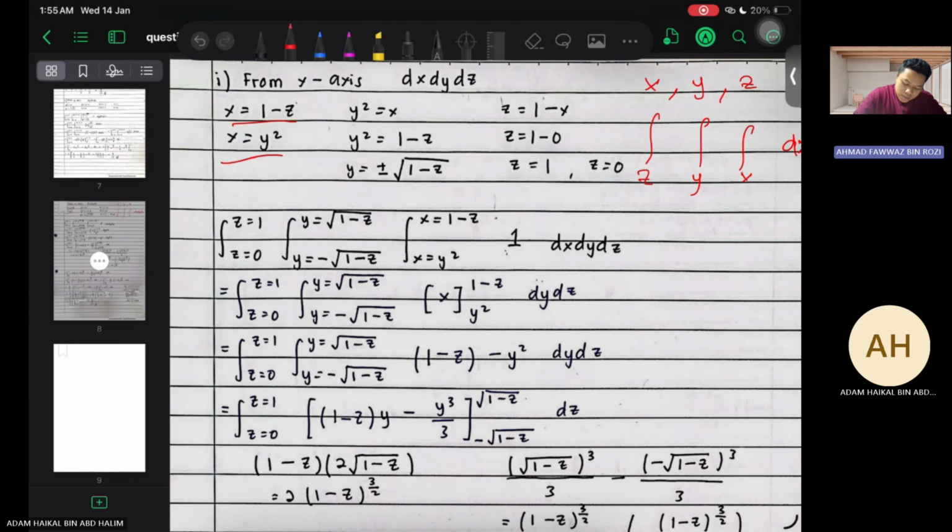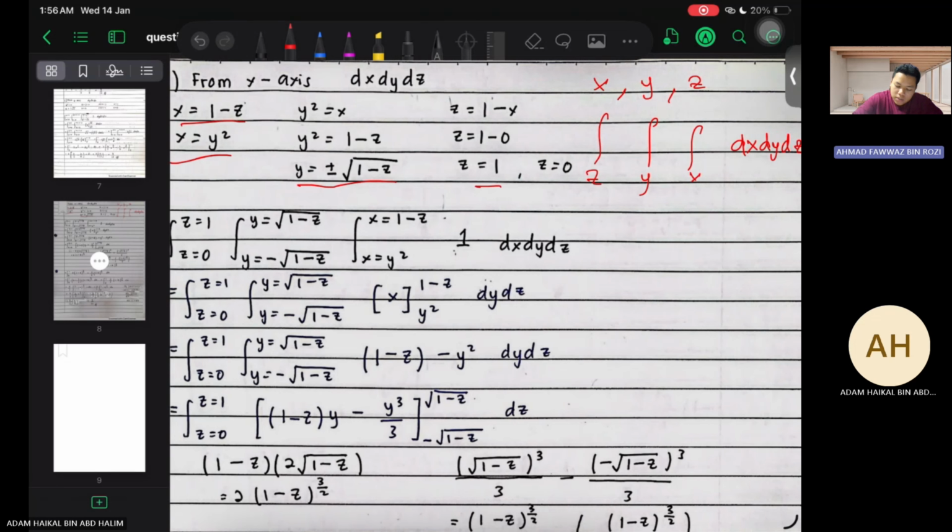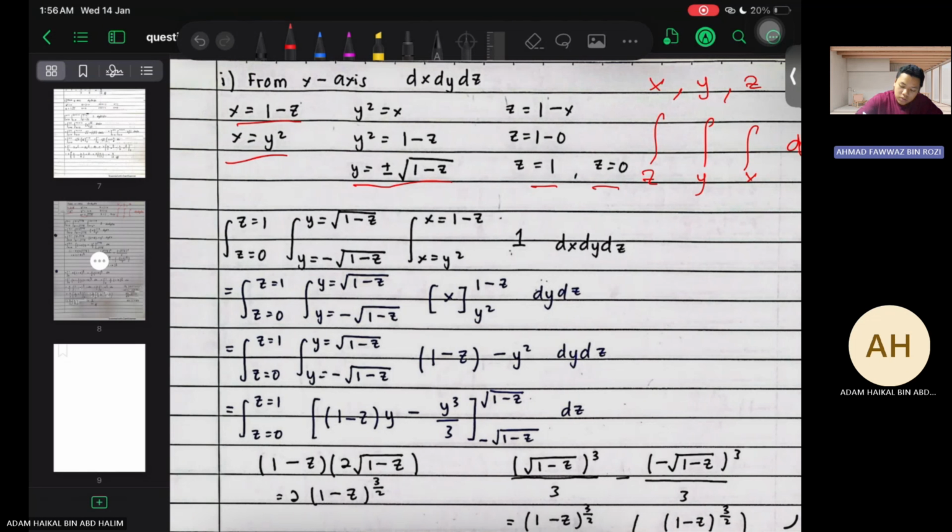x equals 1 minus z, and x equals y squared. So y squared equals 1 minus z, and lastly y equals positive or negative square root of 1 minus z, and z equals 1 and z equals 0. From these three variables, we put the limits into the integral, and we must integrate each variable.